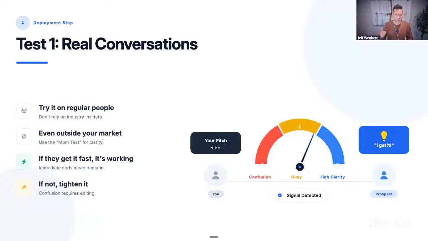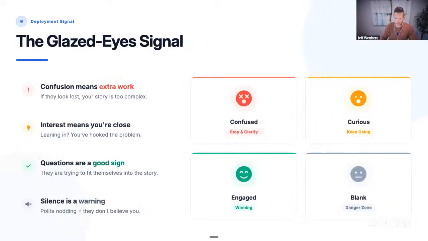The number one way that I love to test this is with real conversations with people who are not even in your market. Let's just say you're in line at the grocery store and you start talking with somebody. Figure out a way to work that into a conversation. Usually that's like, what do you do? And then work it in. Because if somebody who isn't in your market can understand it, that's at least a good sign that it's simple and clear enough that your market will actually understand it.